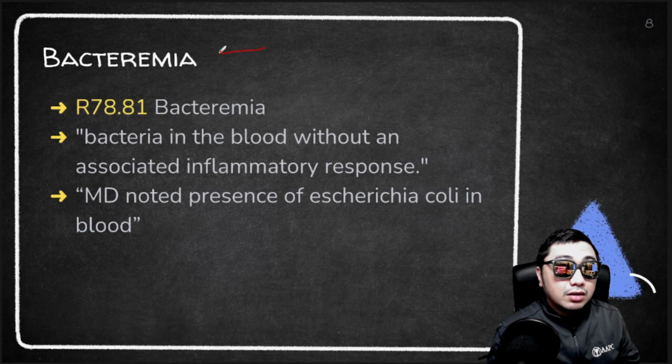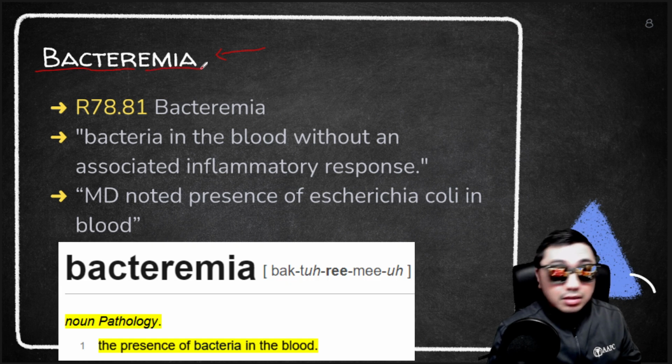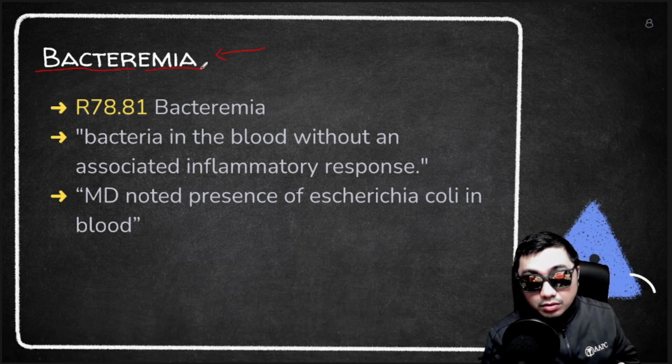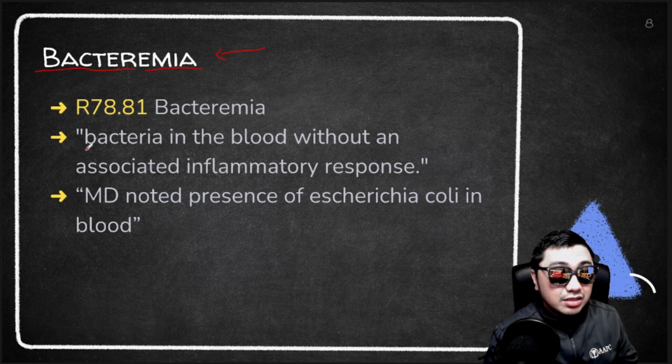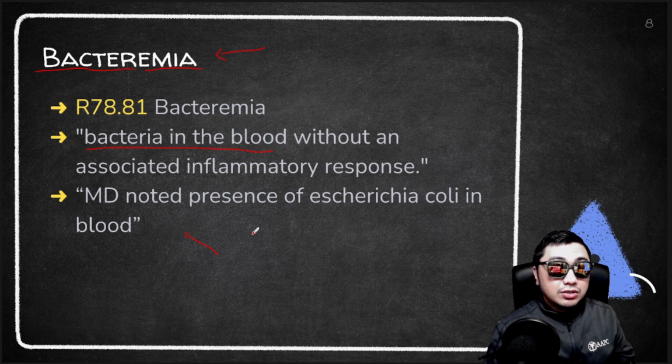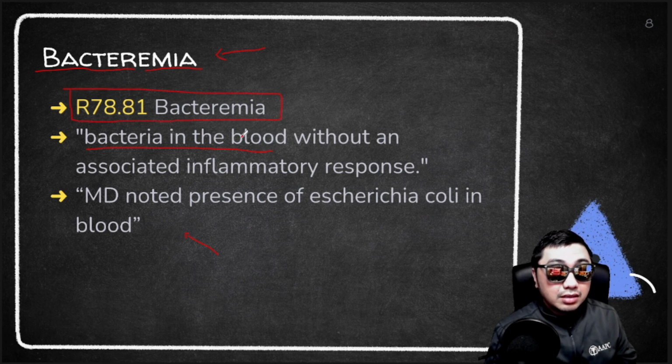You have first your bacteremia. The term bacter pertains to bacteria, emia pertains to what? Blood. So bacteria in the blood. Basically it's the presence of bacteria in the blood without an associated inflammatory response. Okay? So for example, the doctor or the MD has noted the presence of E. coli in the blood. That's going to be considered as R78.81.